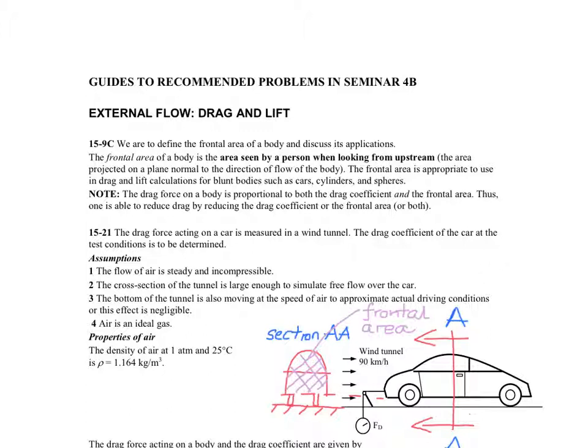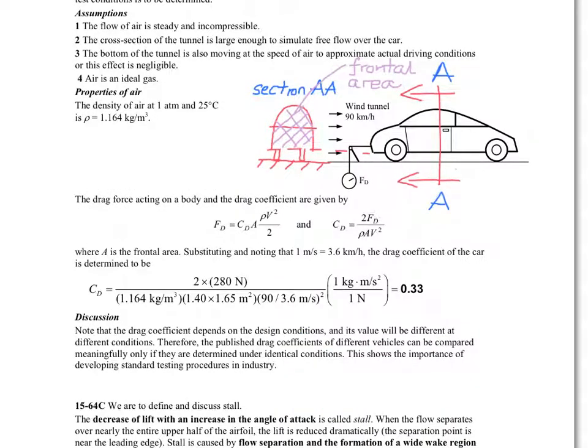For this particular condition, we are told it is at 25 degrees, and looking up tables, we can find the density of air is 1.164 kilograms per cubic meter. The drag force acting on the car body and the drag coefficient are given by the following formulas. The drag force is equal to the coefficient of drag multiplied by the frontal area times rho v squared over 2.